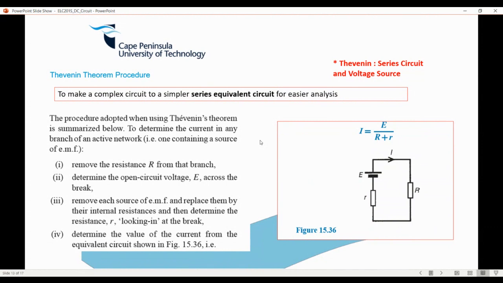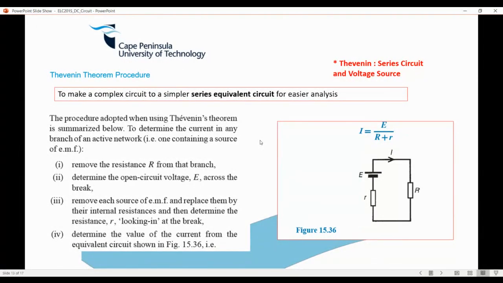You look into the source, and find the total equivalent resistance of the circuit. You take that open circuit voltage and that equivalent resistance and put them into one circuit with your load resistance, and then you can find the resistance that you're looking for. This is a very handy technique when you're looking for a specific resistance.